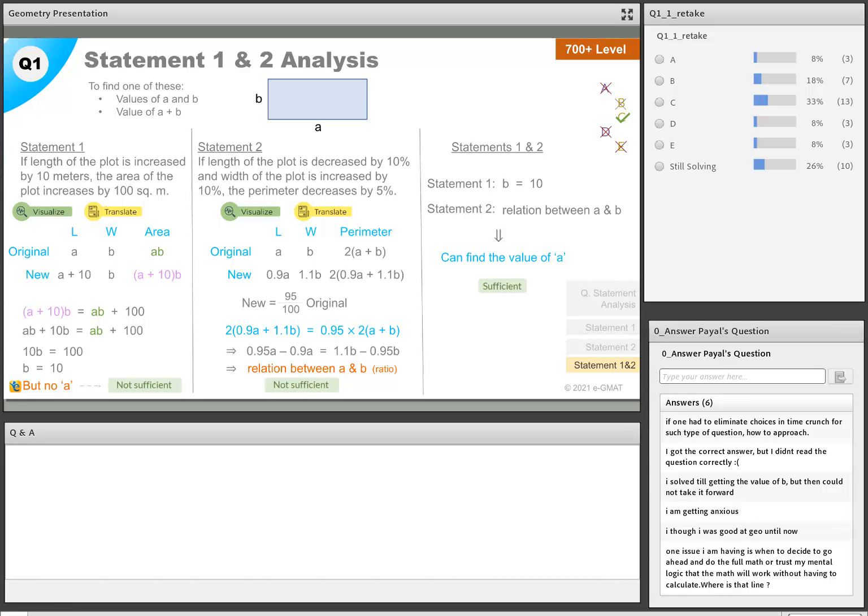Now I could see that one student said, "This question is such a headache. I thought I was good at geometry until now." And again, as I said, it's not that you're not good in geometry. It's just you know the concepts. And that's where it's very important to understand that when you say you're good at geometry, are you saying that you're good at the concepts of geometry, or are you saying that you're good in solving 700 plus level questions?